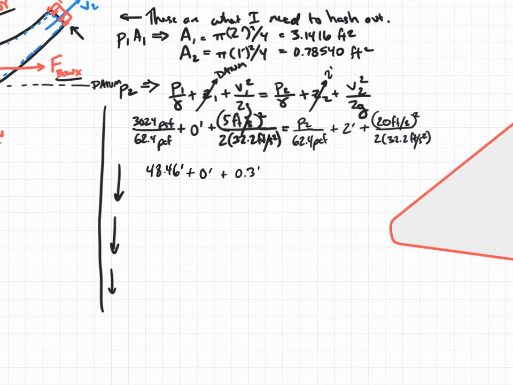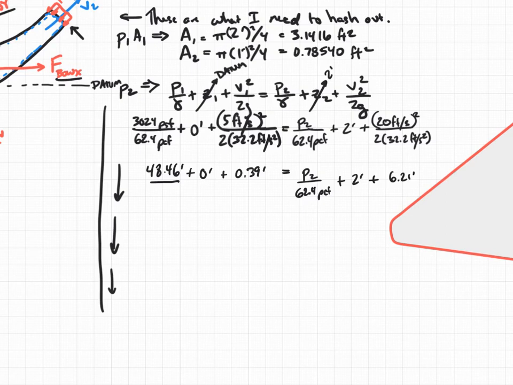Plus 0.39 feet equals P2 over 62.4 PCF plus 2 feet plus 6.21 feet. Okay, so a few things to note. This pressure term is the most significant one by far. There was no way for me to know that going in. There's no way for you to know that.